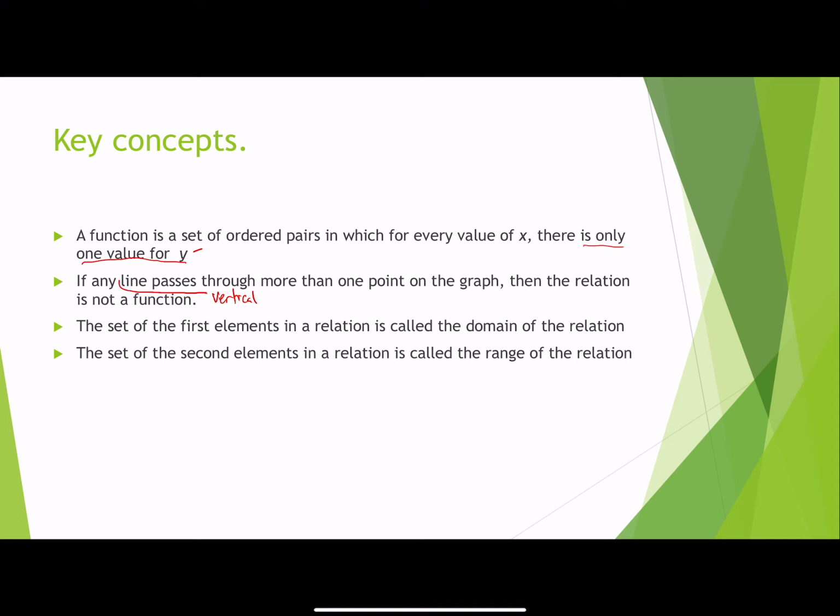The set of the first elements in a relationship is called the domain of the relation. The set of second elements in a relation is called the range of the relation. That's all. Second, or y values. And the domain, first elements, x values. I can add that in.